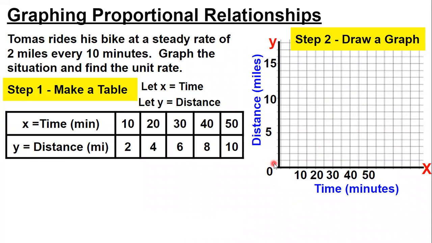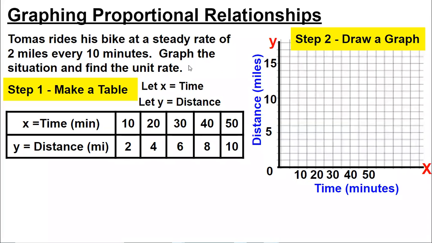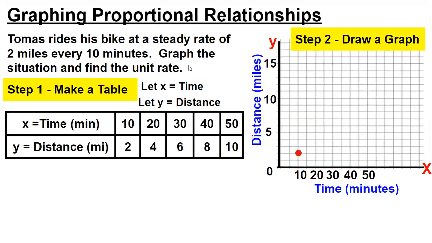Going up is a little different. It's 1, 2, 3, 4, 5. Every line is 1 unit. So now I know that, I can start plotting my points. So I'm going to plot 10, 2. There's 10, 2. 20, 4, 30, 6. Plot 40, 8. And plot 50, 10. And then I connect my dots. This is a proportional relationship. It goes through the point 0, 0.